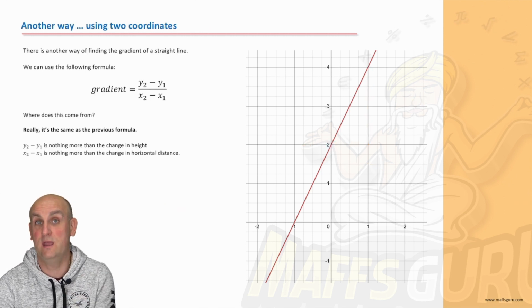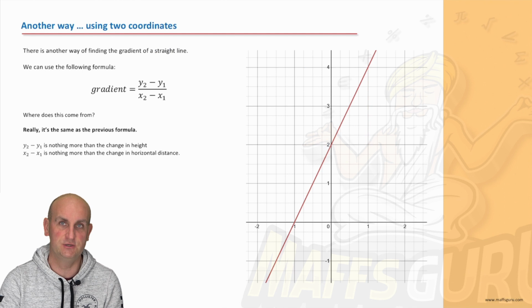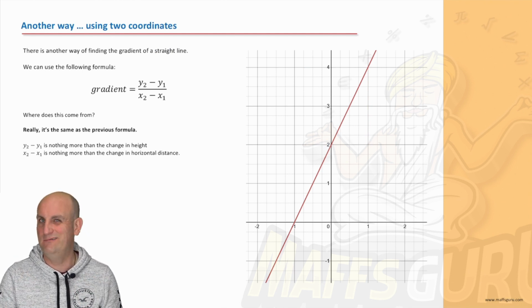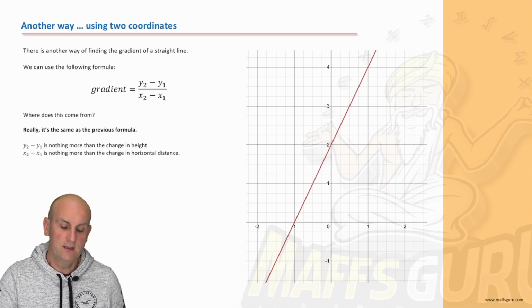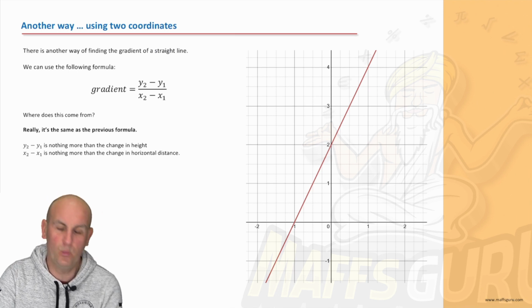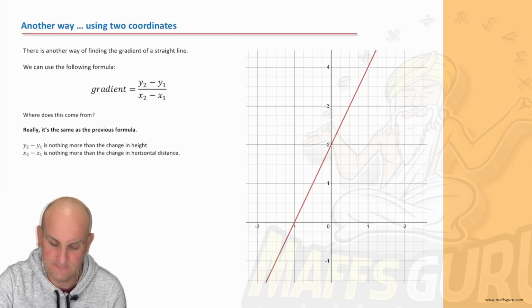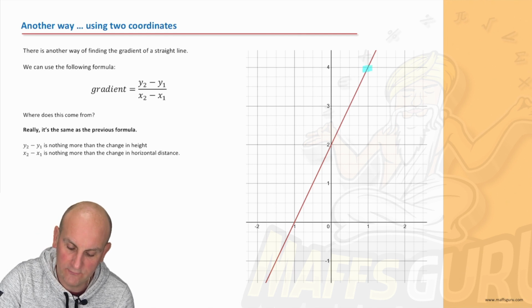Now there is another way of doing it, and again, maths tries to trick you. And we come up with this strange looking formula that, believe it or not, you already know. So gradient here is given by y2 minus y1 over x2 minus x1. And you're going to go, what? Well, basically, let's look back at the 2 points I looked at earlier.